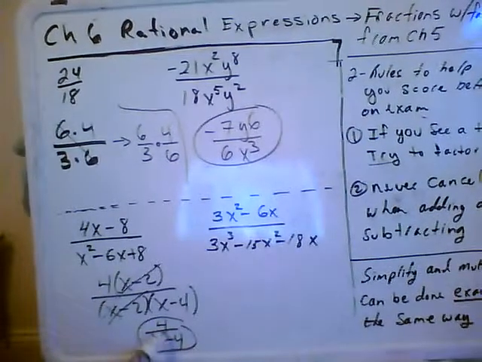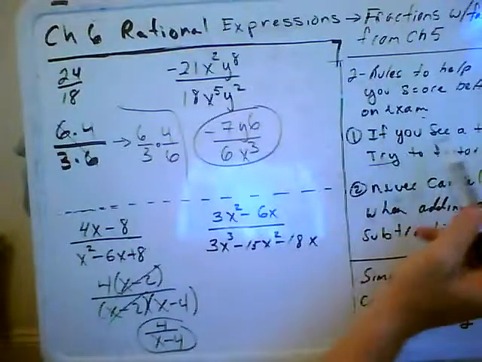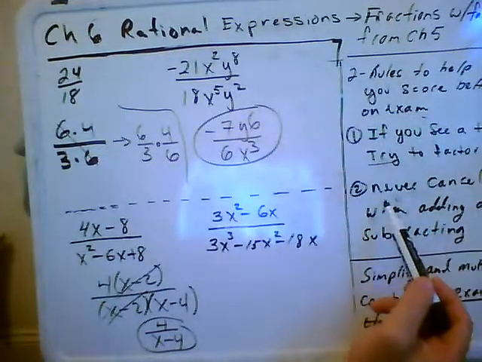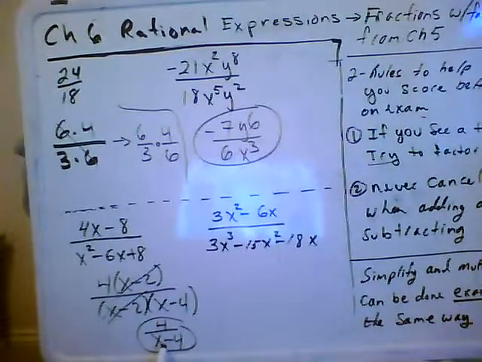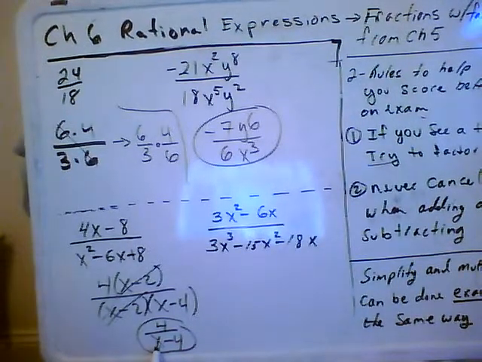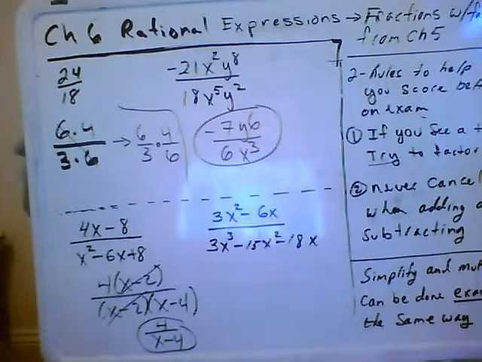Now, you cannot cancel these 4's, because of this rule. If you see a plus or minus, try to factor. And then the second rule, never cancel when adding or subtracting. You're subtracting right there. And if you plugged a number in for x, like let's say you plugged in 24. Well, 4 over 24 minus 4. If you tried to just cancel those 4's, it would come up with a totally different number.